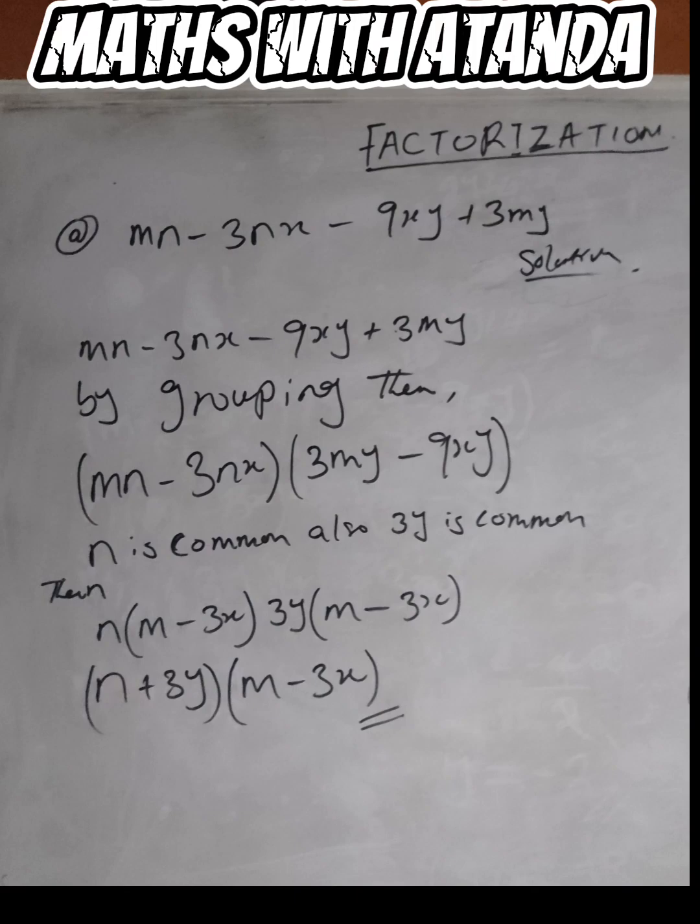We close the bracket. If you look at what is outside the brackets, we have n and 3y. So n plus 3y, we put it in a separate bracket. The two brackets are equal, so we factor it out, we take one. So the final factorization is the bracket n plus 3y, another bracket m minus 3x, which is the complete factorization of this problem.